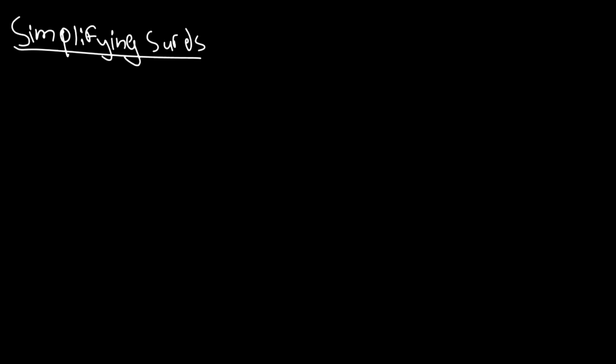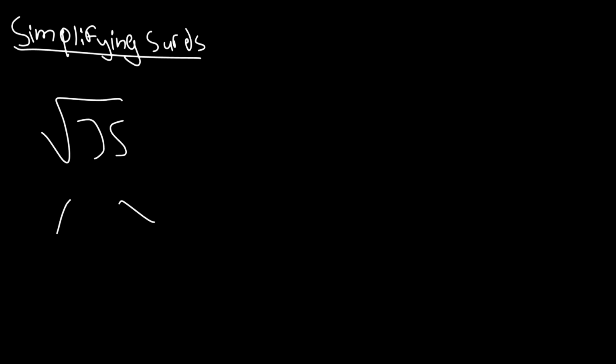Alright, here's where surds can get a little bit tricky. We've covered multiplying and dividing surds. And now we're going to do simplifying surds. What I mean by simplifying surds is if we have a big surd like 75, how can we turn this so that it's in a more simplified form?